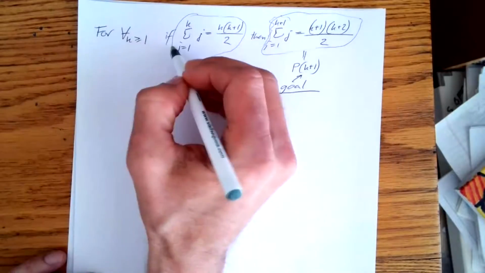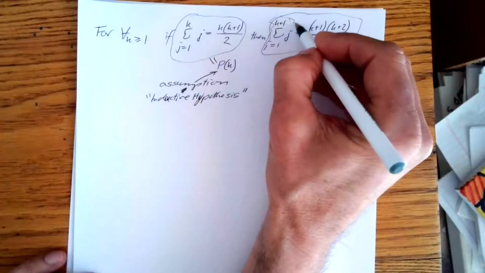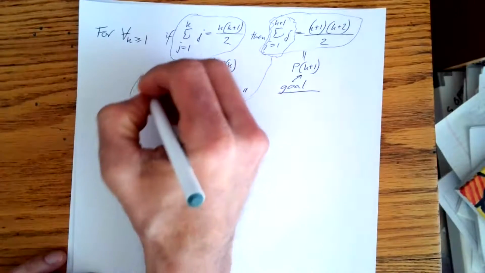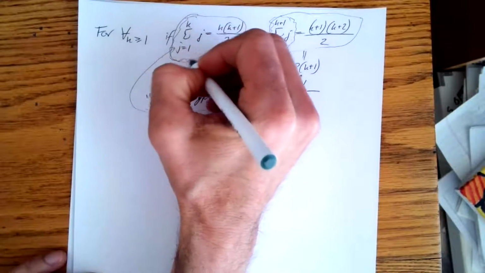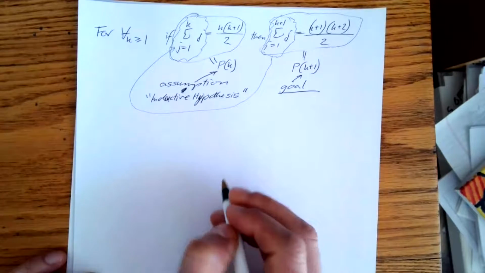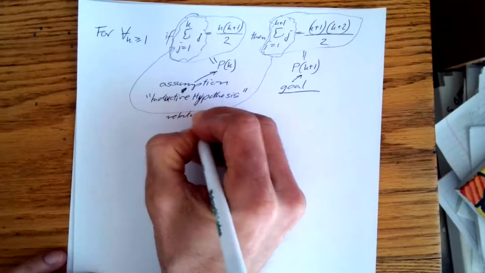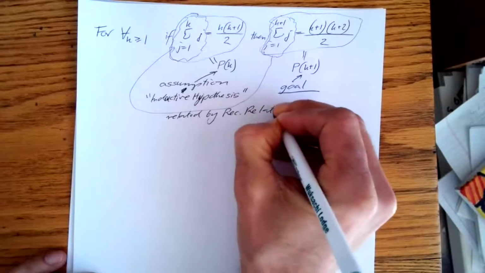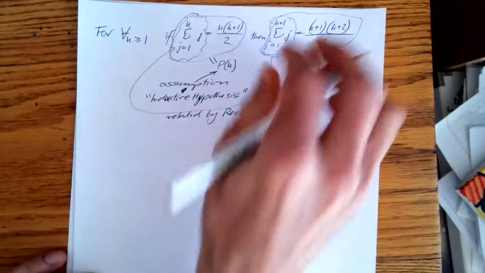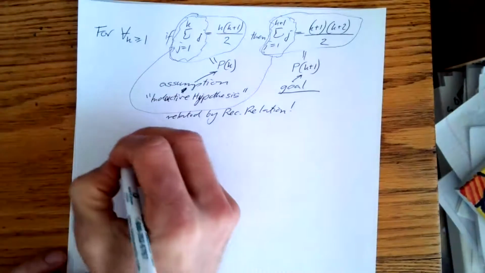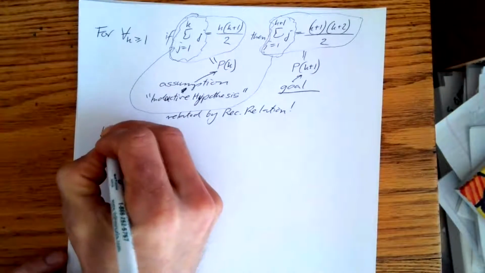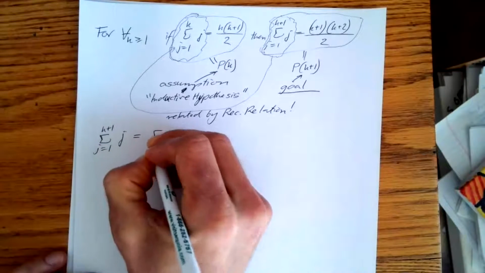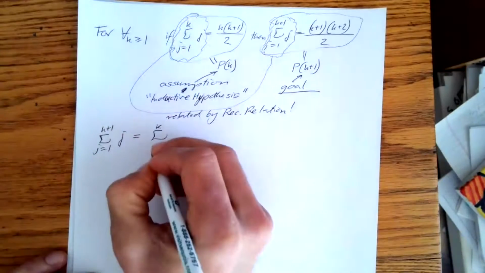Which part of this equation is most similar? Well, this summation has a very nice recursive relation to this summation. They are related by a recurrence relation. What is that? It's a very easy relation. This summation from 1 to j can be expressed very easily in terms of that summation.